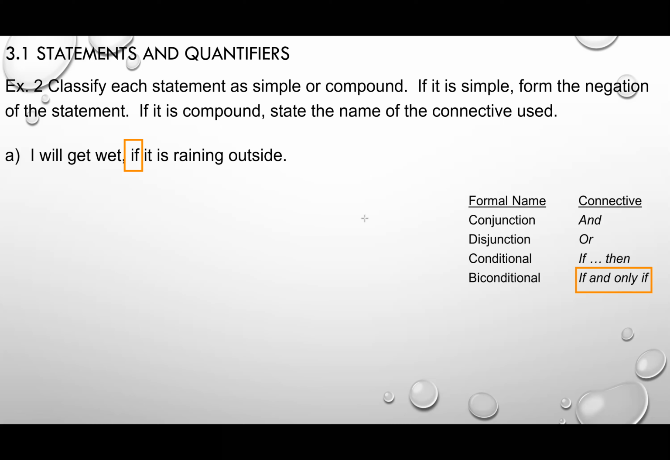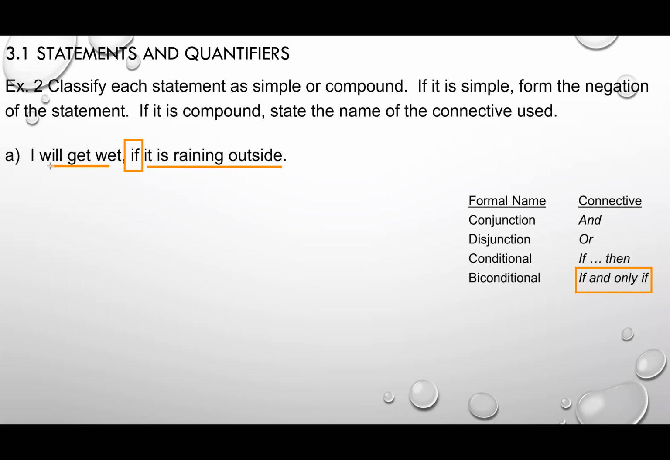In this item, as you can see, we have one subject, one item here: I will get wet, right? That's one statement, I will get wet. If I get wet, it's a true statement. If I don't get wet, it's a false statement. The second statement is it is raining outside. If it's raining outside, it's a true statement. If it's not raining outside, it's a false statement. So we can see that they connect these two statements together.